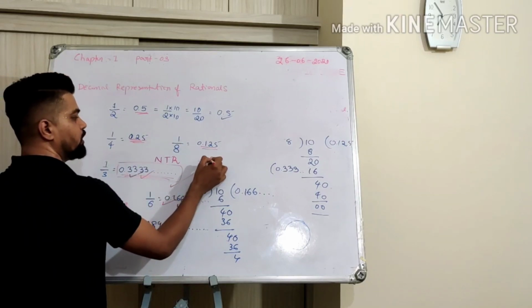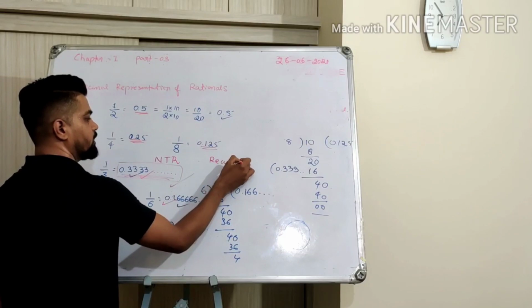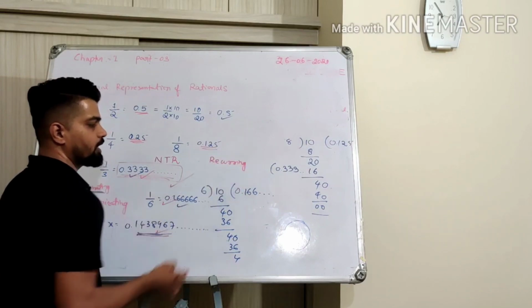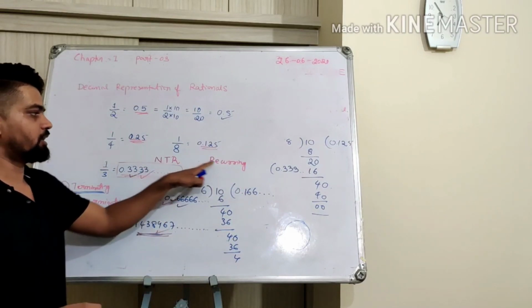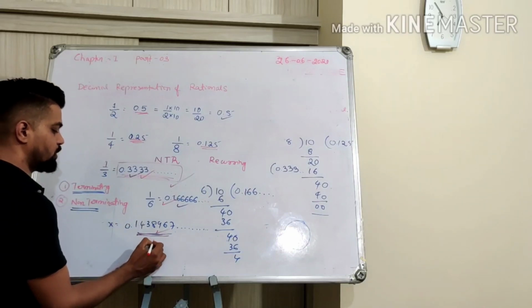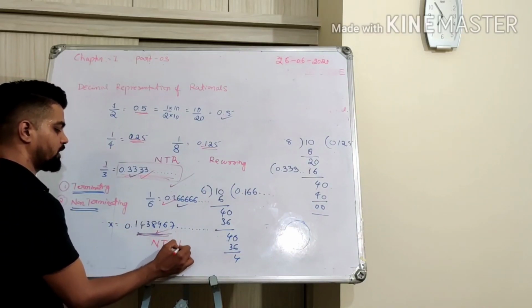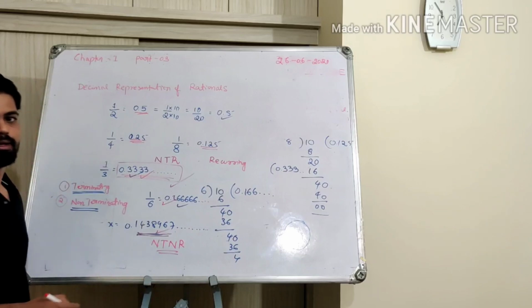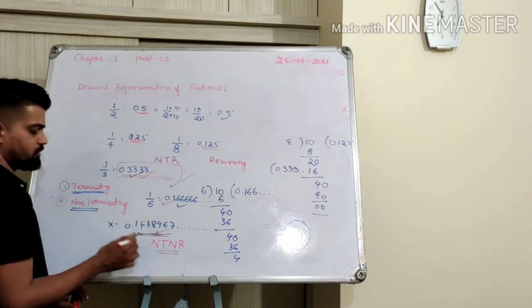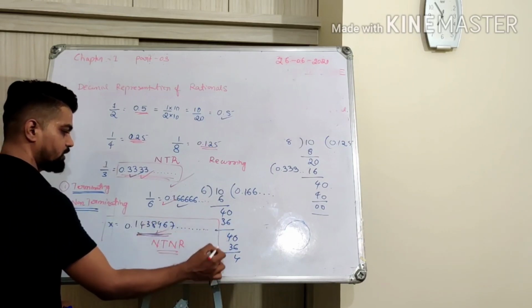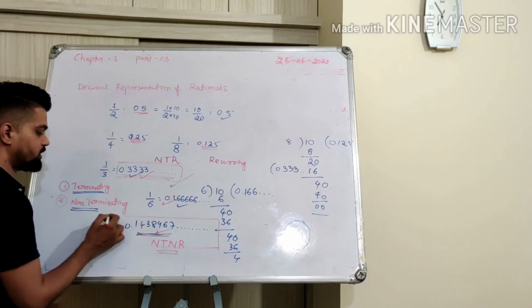Okay, so we use the word recurring. What do you mean by recurring? Recurring means repeatedly occurring. So it is a non-terminating recurring number, whereas this is a non-terminating non-recurring number. Okay, so we will discuss this later. So non-terminating non-recurring numbers, what are they and how to deal with that, we will discuss later.